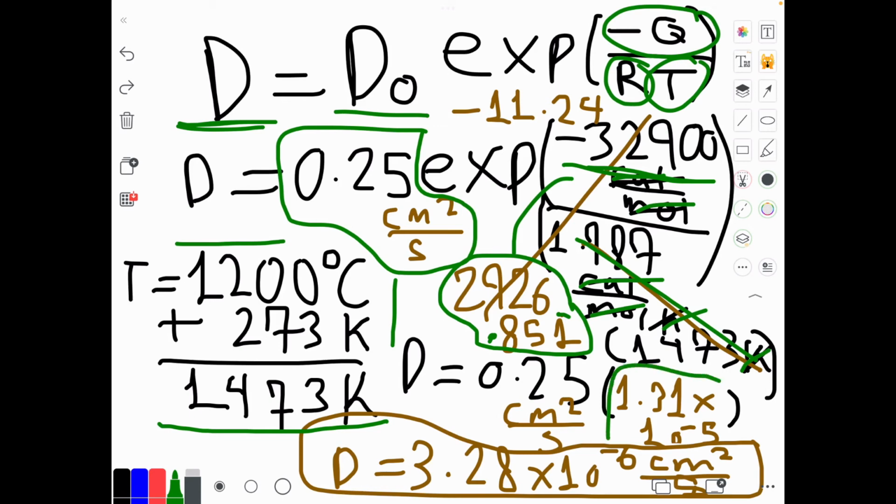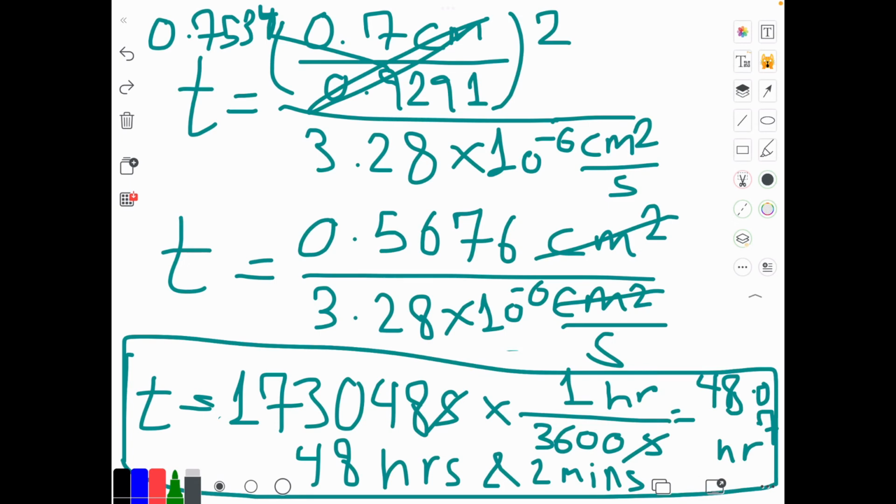Now that value, 1.31 times 10 to negative 5, is getting multiplied by 0.25 centimeters squared per second, which gives you a D value of 3.28 times 10 to negative 6 centimeters squared per second. Now that we know the diffusivity and x, and we also know the crown value, let's go ahead and solve this problem for t and see how long it will take, so we can finally solve this carburization process. So now, let me put the value in again.